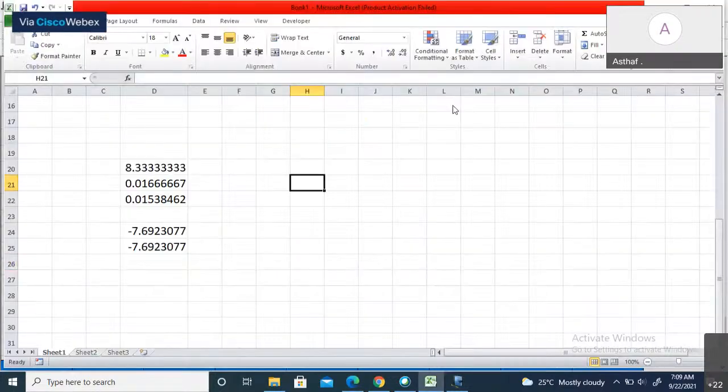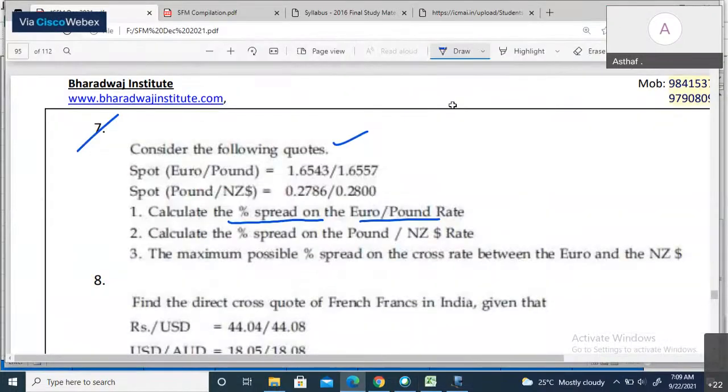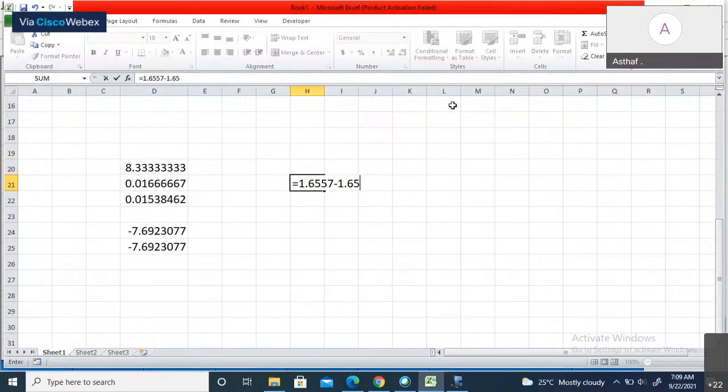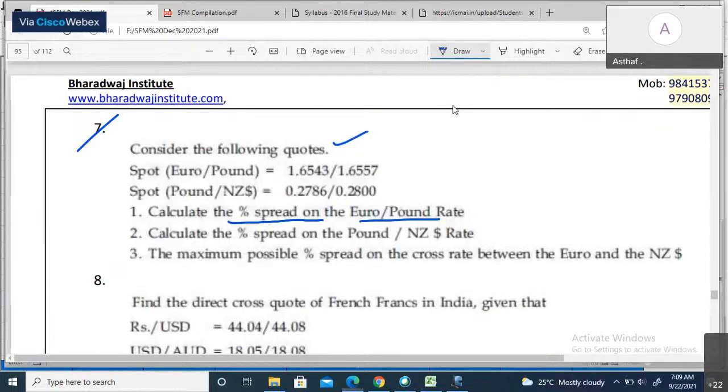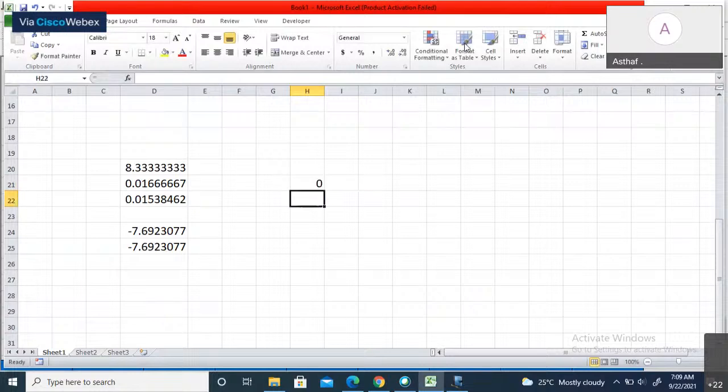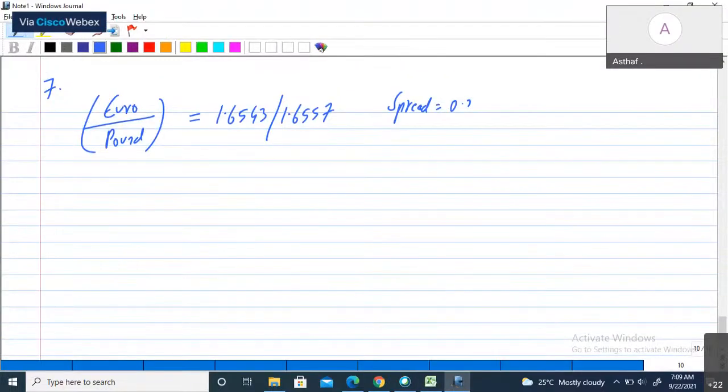Natarajan sir has already given it. So 1.6557 minus 1.6543. You will get 0.0014. See, my dear friends, they were asking not only the spread, but the percentage of spread. What is this percentage of spread?